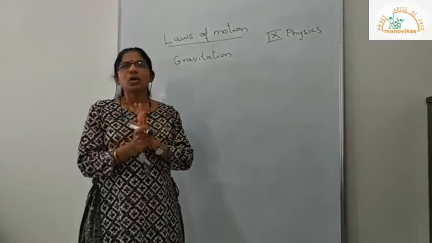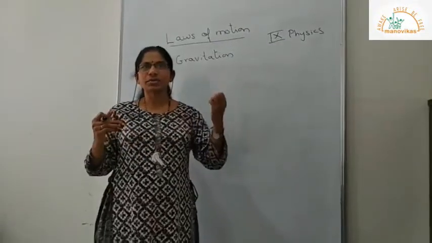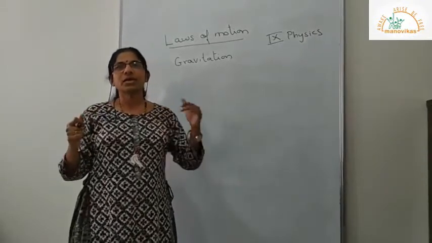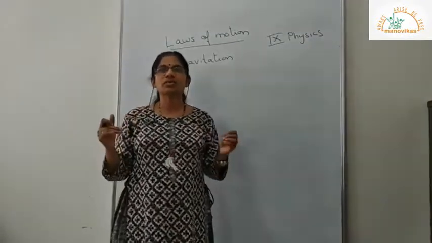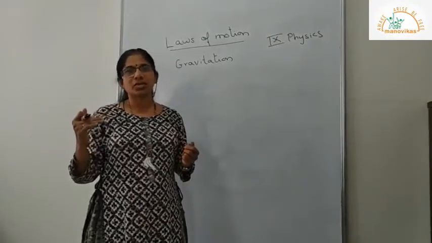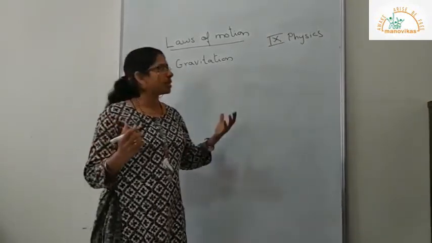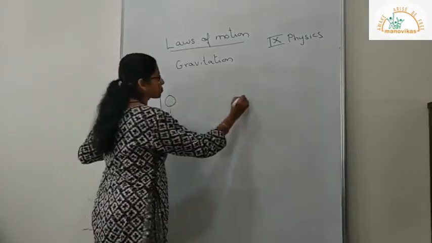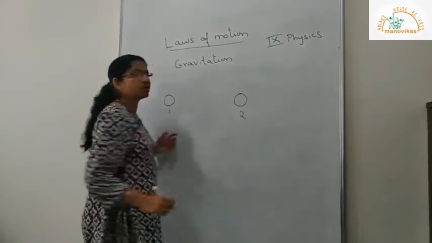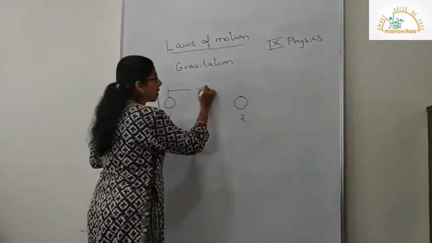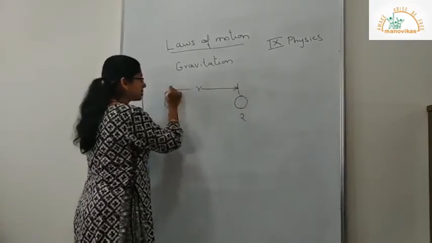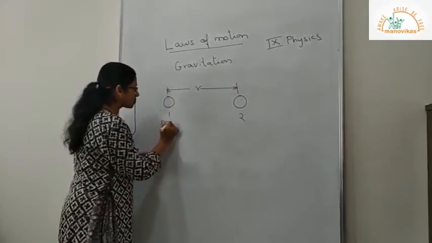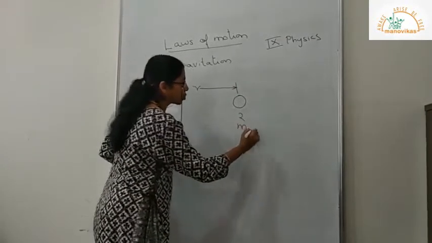Alright? Now Newton observed this in case of heavenly objects and even with objects present on the surface of the earth, and he stated a law which is called the law of gravitation. Now suppose there are two objects present, object 1 and object 2. They are separated by a distance r. The distance of separation is r, and the masses are m1 and m2.